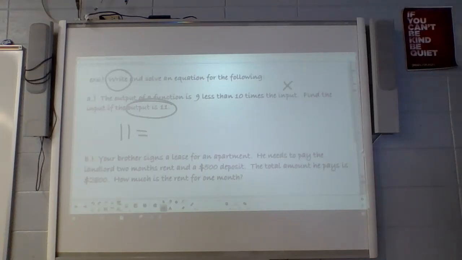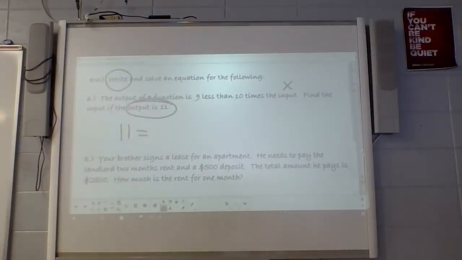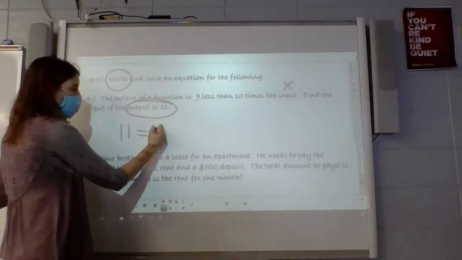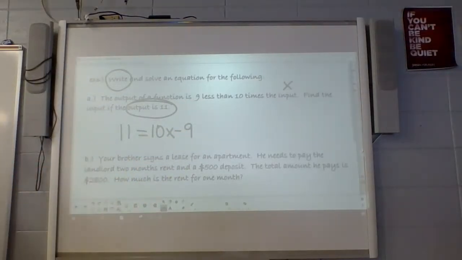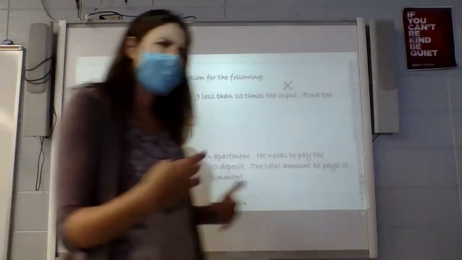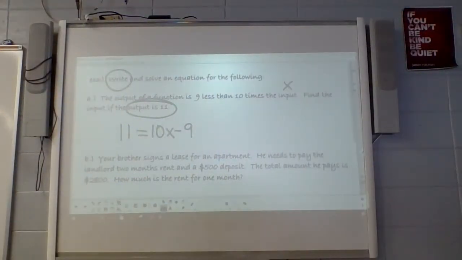9 less than 10 times the input. Anyone want to venture how they're going to set that up? Would it be 10x minus 9? Yeah, you're going to do 10 times the input, and then you actually have to subtract 9 off of that. That's confusing. But when I say 9 less than, if I say you're 9 years younger than your older sibling, you're going to take your older sibling's age and subtract 9.